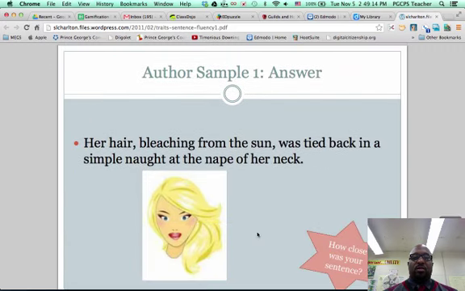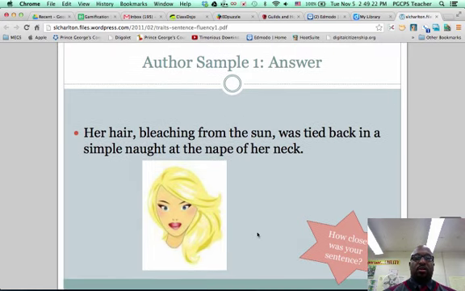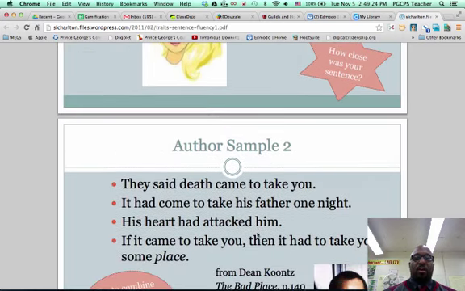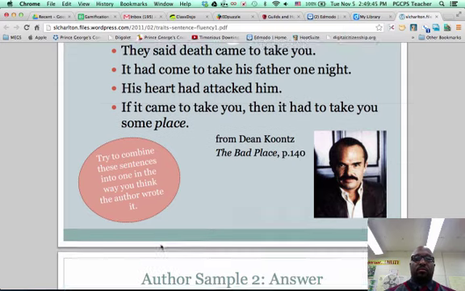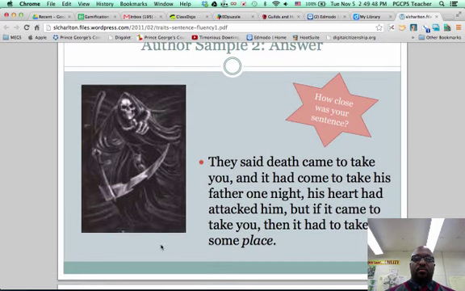And if you got it right, this is the answer. Her hair bleaching from the sun was tied back in a simple knot at the nape of her neck. How close was your sentence? Sample 2. They said death came to take you. It had come to take his father one night. His heart had attacked him. If it came to take you, then it had to take you someplace. So try to combine these into one sentence based on how you think the author wrote it. And here's the answer. How close was your sentence?